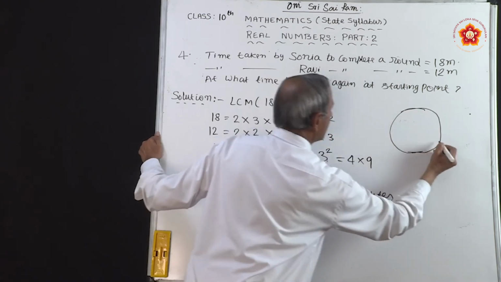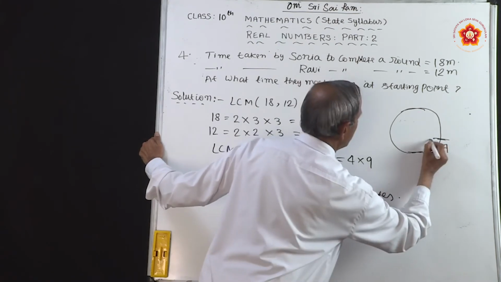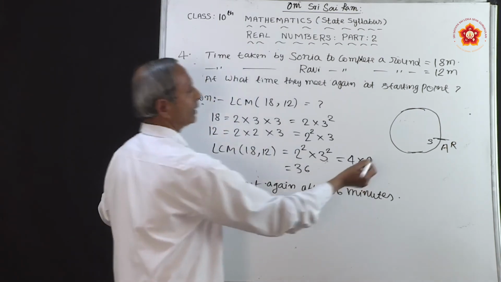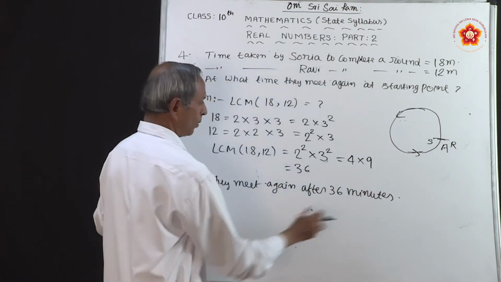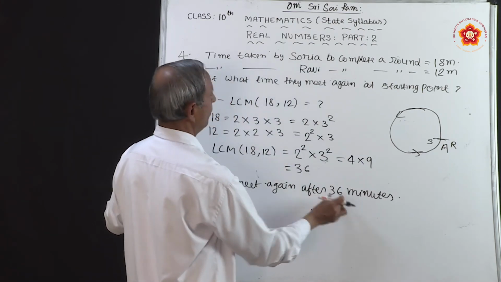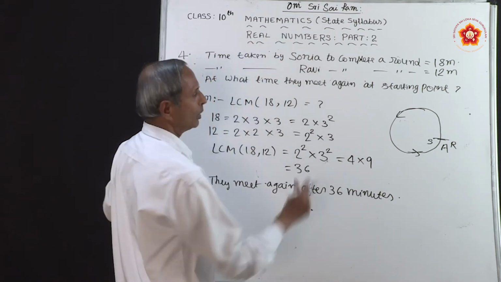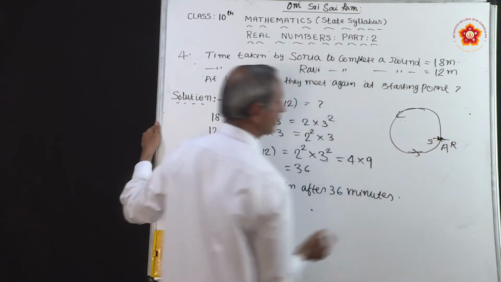Let us say they are starting at point A, both Sonia and Ravi starting at the same point, moving in the same direction, all moving like this. Now, in 36 minutes, Sonia will complete 3 rounds. So after 3 rounds, she will come back here.